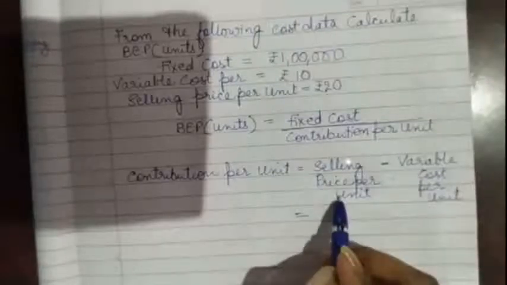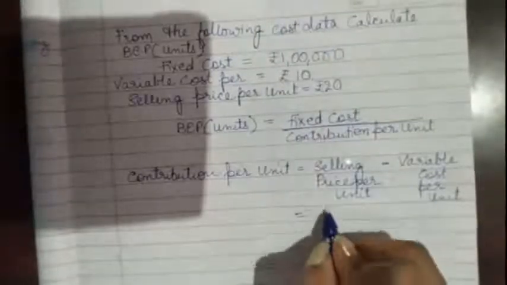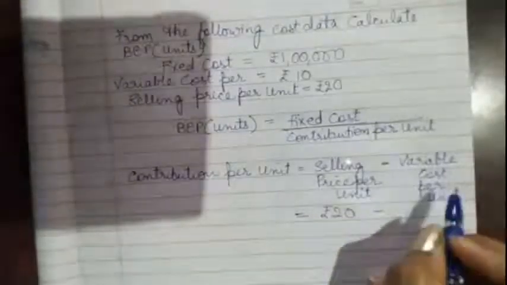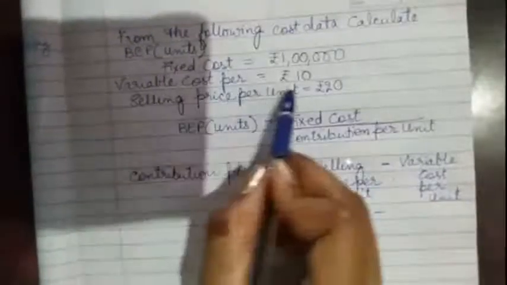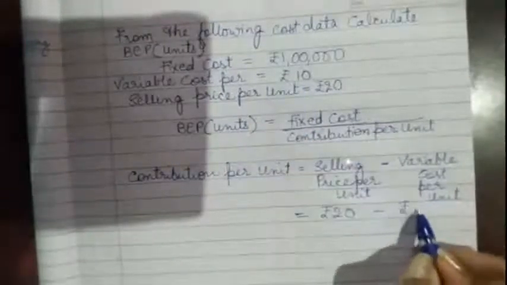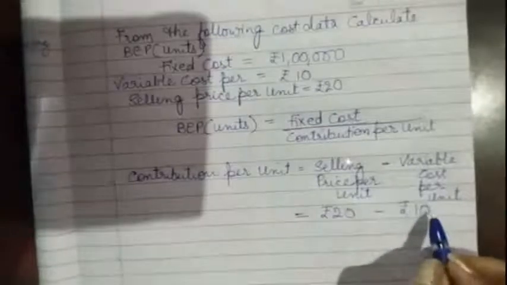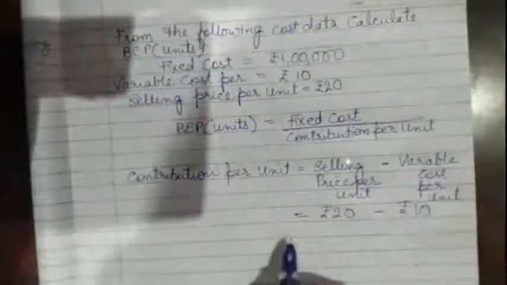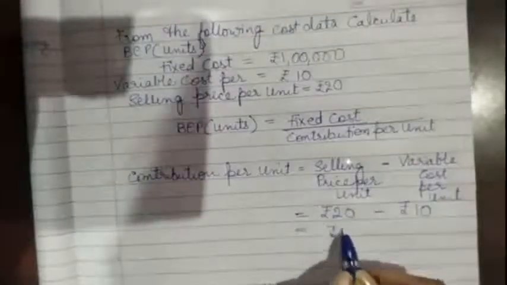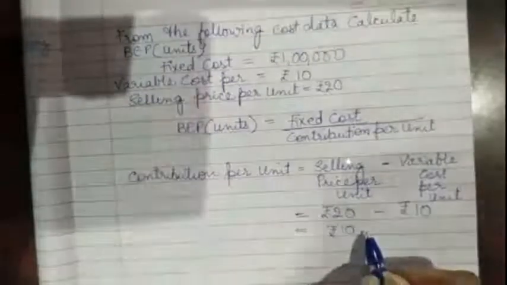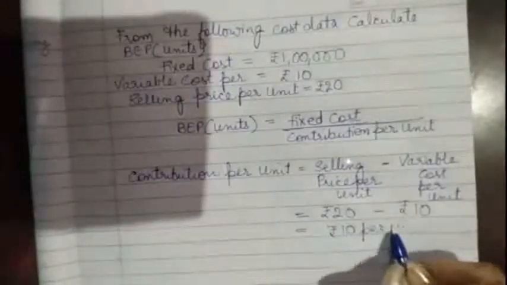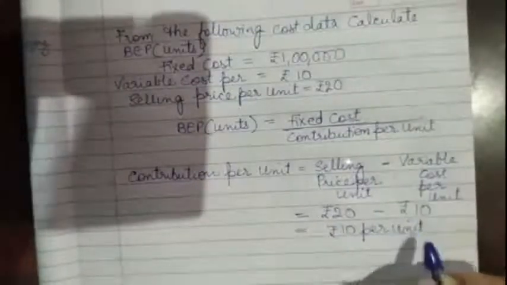So we will calculate the contribution per unit. Selling price per unit is given in the question, rupees 20 per unit. Variable cost per unit is also given in the question, rupees 10 per unit. Then the answer is rupees 10. Contribution per unit is rupees 10 per unit.